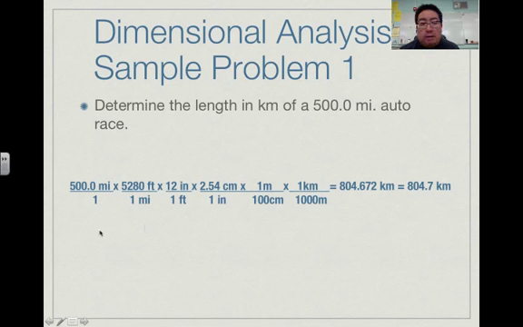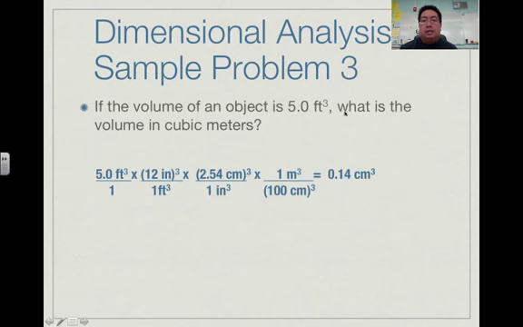Now remember, when you're rounding figures, we base it on the given. All these other fractions are equalities, so technically they have unlimited numbers of significant figures. So because 500.0 has 4 significant figures, our final answer has to be rounded to 4 significant figures as well. This is actually problem 2. But let's say we're going to do the cube. If I have 5 cubic feet, how many cubic meters is that?